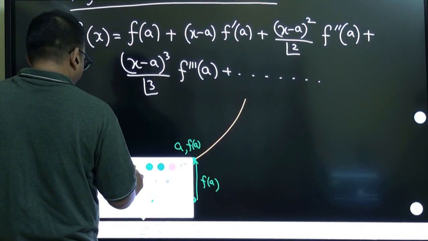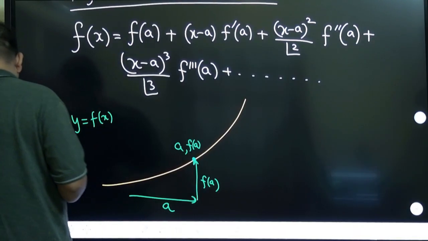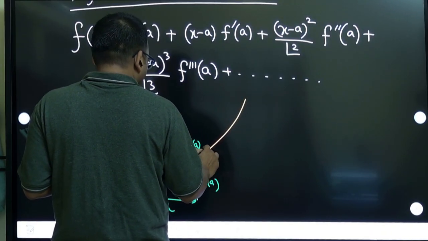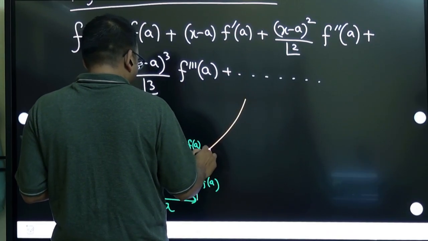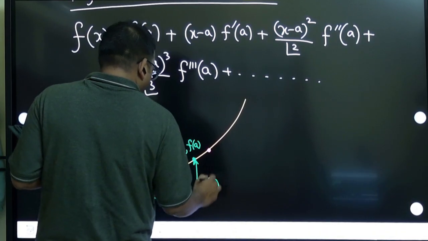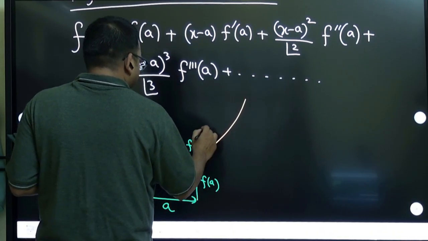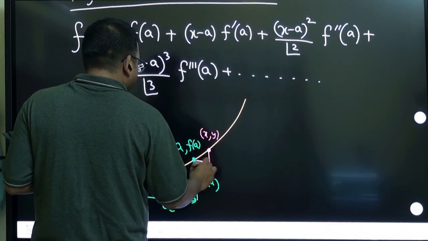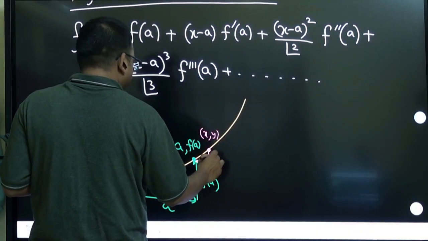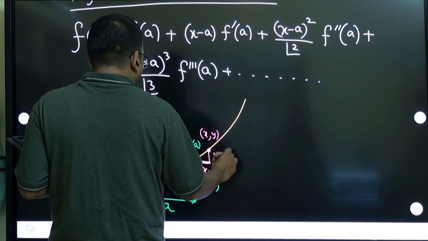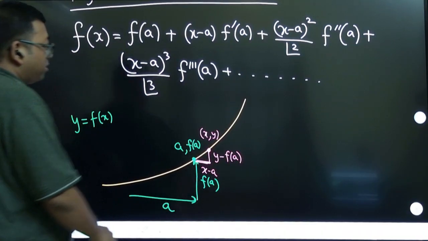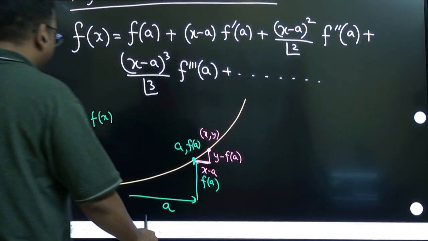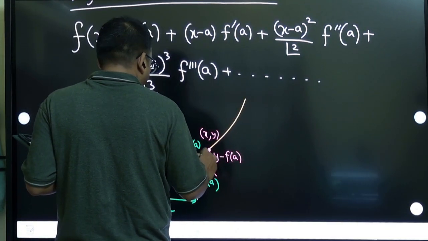So how do I calculate that? If I take any point nearby, not very far away, then this point will become x and this point will become y. So this distance will become x minus a, that is delta x, and this becomes y minus f of a, delta y. Because it is y2 minus y1 and x2 minus x1, delta y by delta x. That is what theta is here, correct?